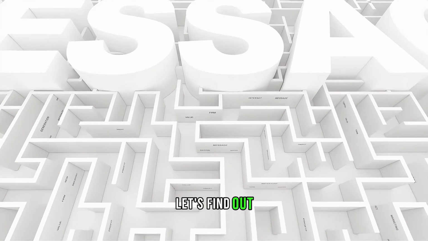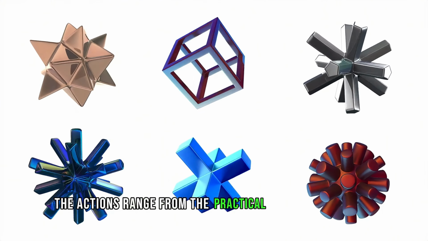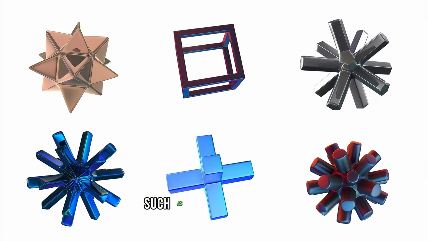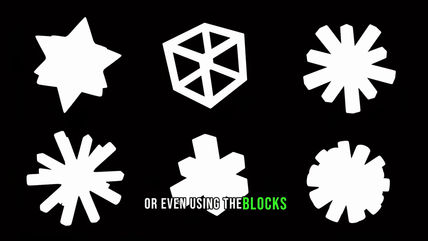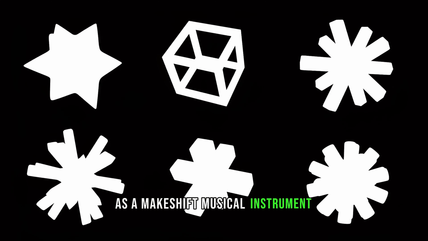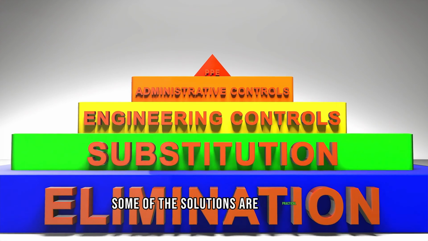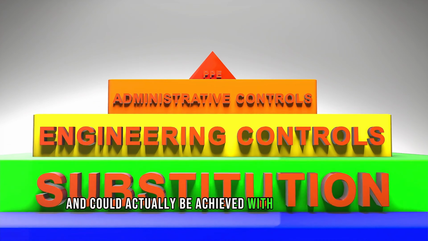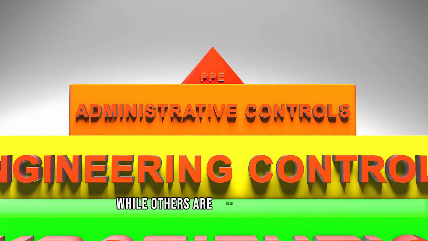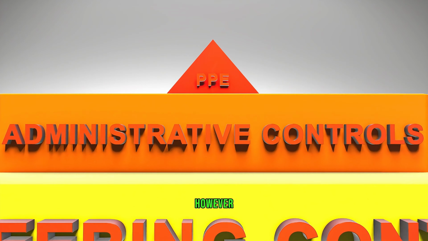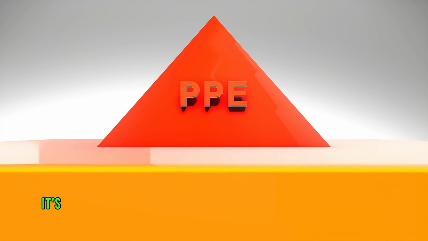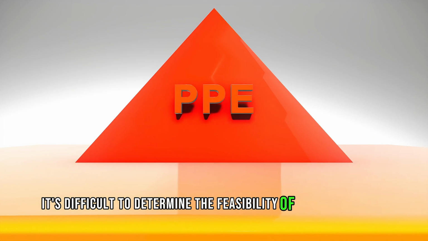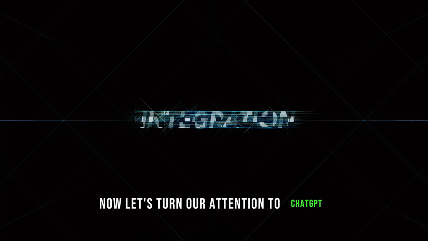Let's find out. The actions range from the practical to the imaginative, such as building a tower, creating a bridge, or even using the blocks as a makeshift musical instrument. Some of the solutions are practical and could actually be achieved with a set of blocks, while others are more imaginative. However, without a clear understanding of the physical properties of the blocks, it's difficult to determine the feasibility of these solutions. Now, let's turn our attention to ChatGPT.